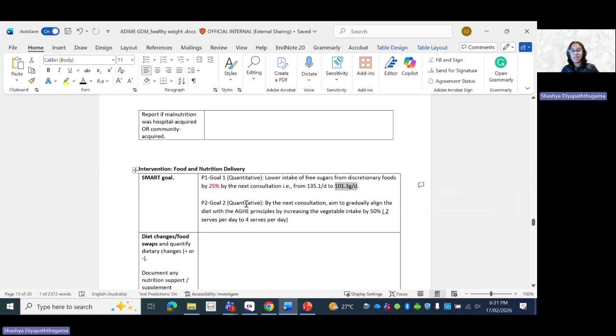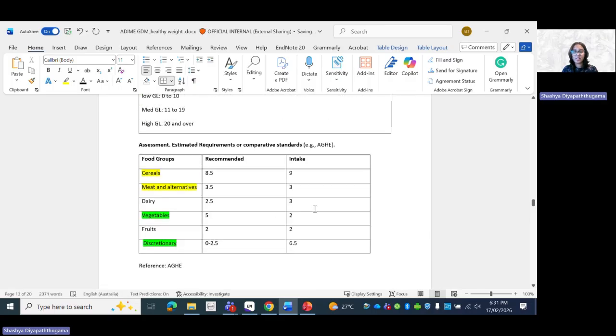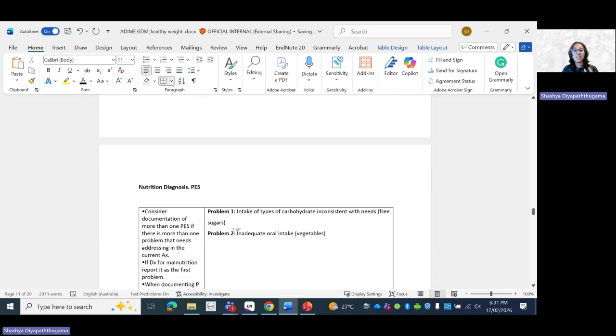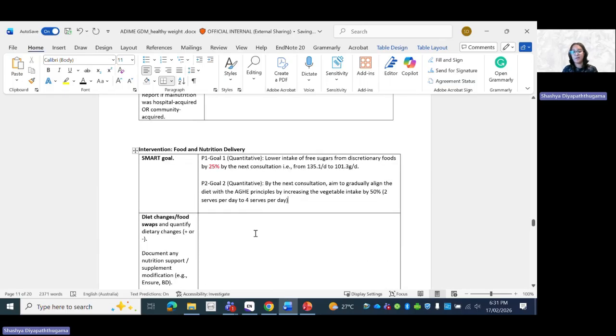And the second goal, again, a quantitative goal. By the next consultation, aim to gradually align the diet with the Australian Guide to Healthy Eating principles by increasing the vegetable intake by 50%. So the current vegetable intake is just 2 serves. So increasing it by 50% means I'm increasing that up to 4 serves per day. So if you look at this one, that would still not meet the total recommendation, but I'm trying to increase it by 50%, trying to keep this goal a realistic one.